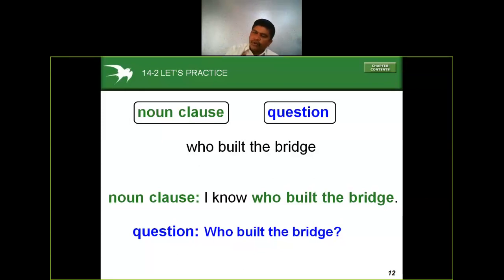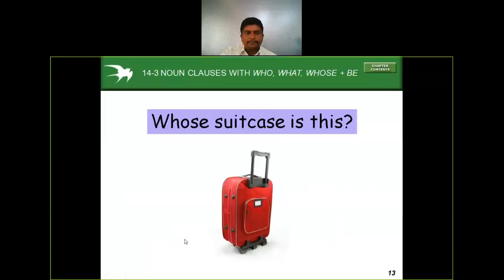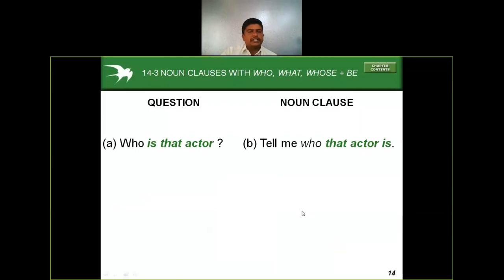But a question is very easy, which starts with WH. Who are you? Who built the bridge? Am I right? Whose suitcase is this? This is a question, because it's a direct question that starts with the WH word. Am I right, children? What a beautiful suitcase, it is red in color. Who's that actor? This is a question.